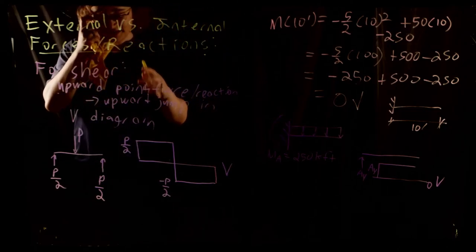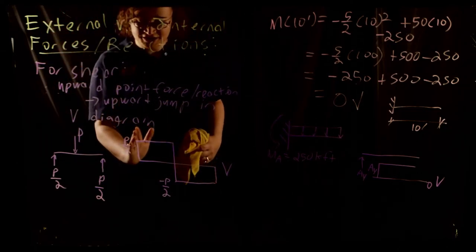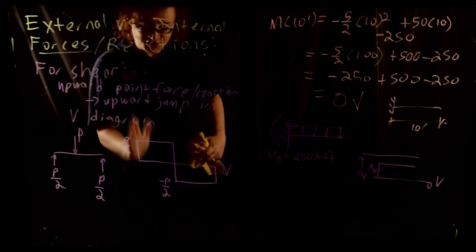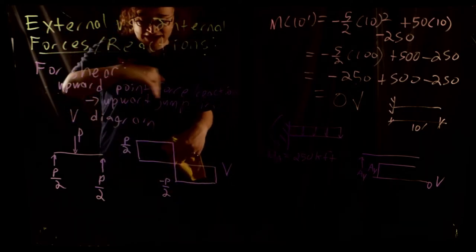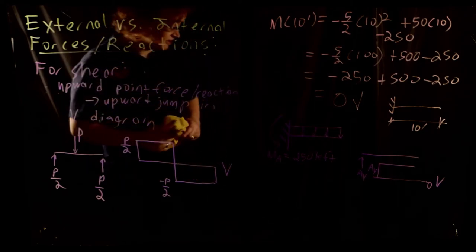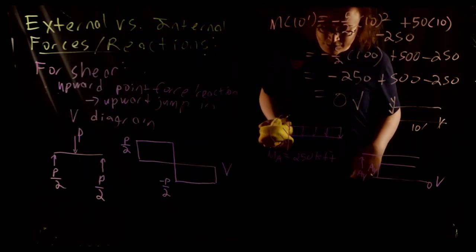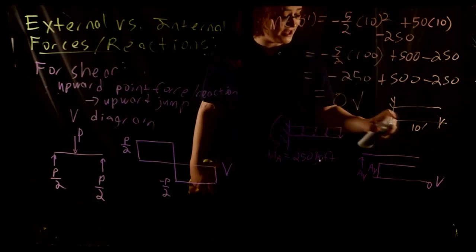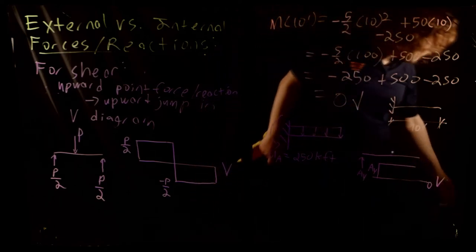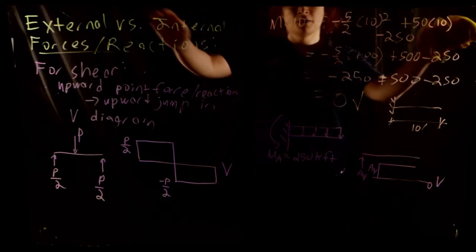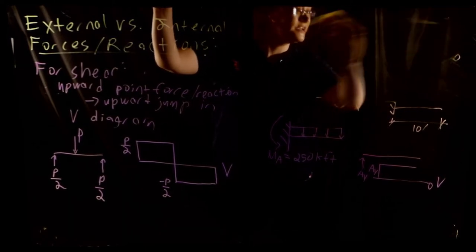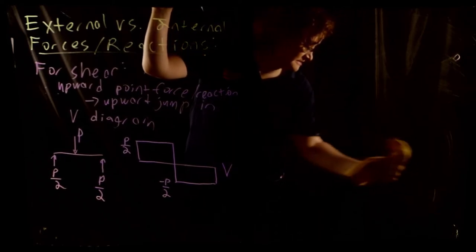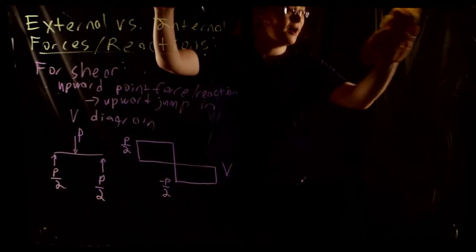So for shear, it's fairly straightforward. Upward loads or reactions cause an upward jump in the shear diagram, and downward loads and reactions cause a downward jump in the shear diagram. But it gets a little trickier when we get to moment. As we've seen, in the case of moment, because we don't have that negative in our sign convention, we have to apply them opposite. Or another way to think of this is on the shear, we sort of apply a double negative, and that's what produces the direct positive equals positive relationship.